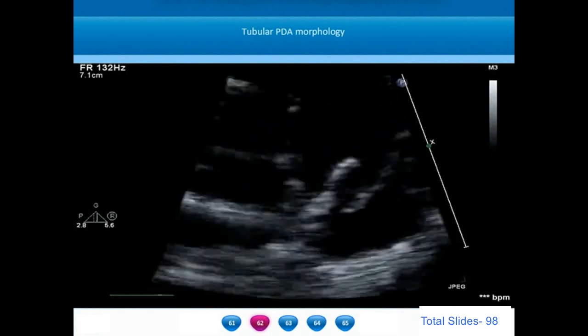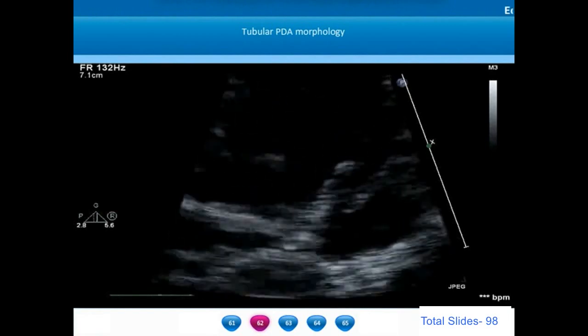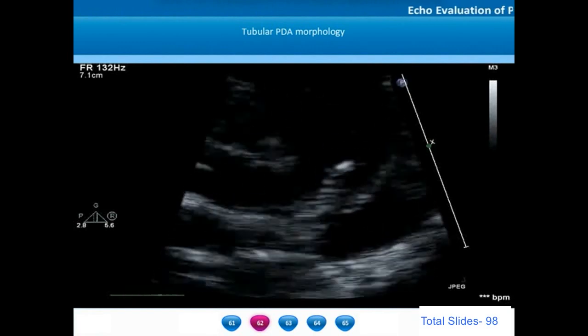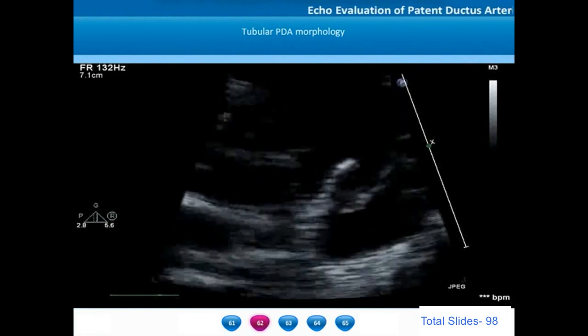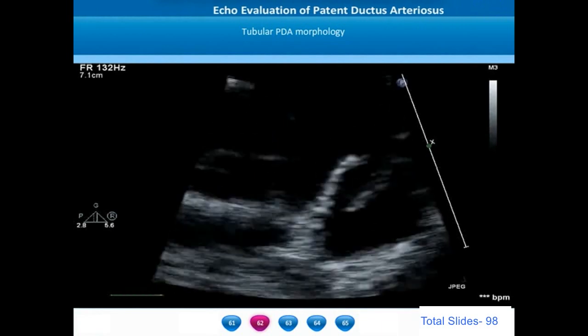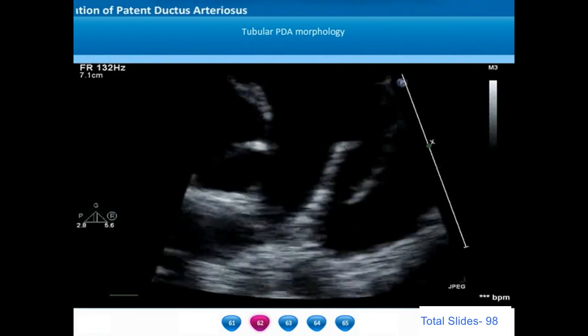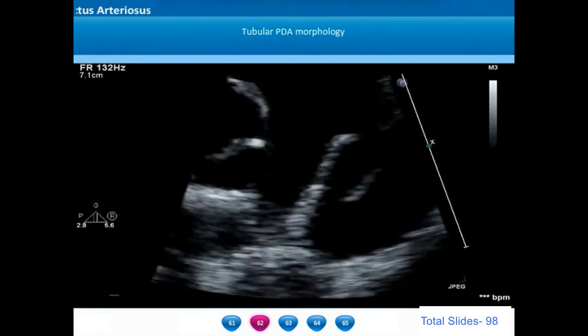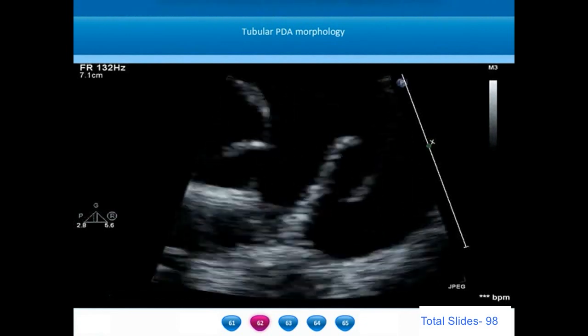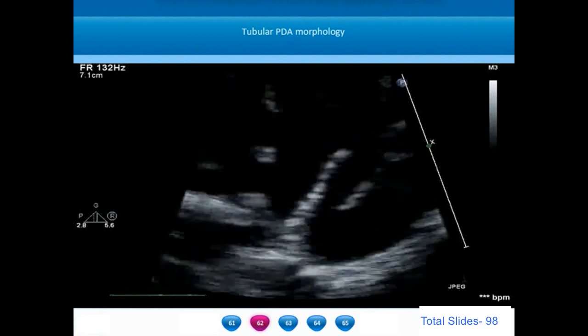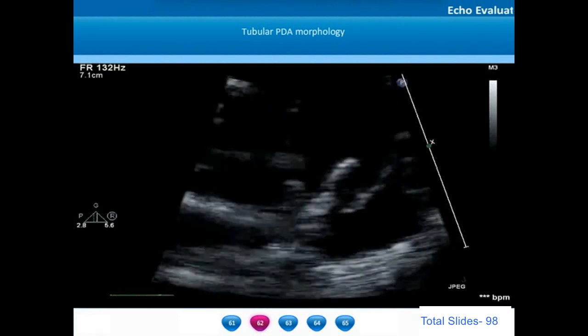This is an example of a tubular duct. This is the magnified parasternal ductal view. You can identify the descending thoracic aorta distally, the tubular ductus. The ductus has got more or less the same dimension from the aortic to pulmonary artery end. Inserting into the PA bifurcation, we can see a large dilated main pulmonary artery.